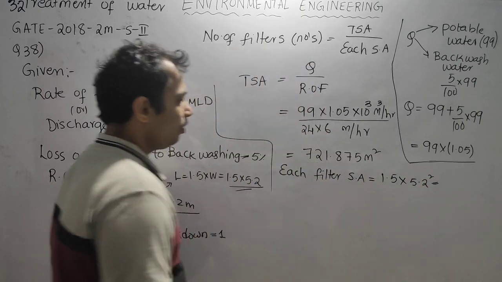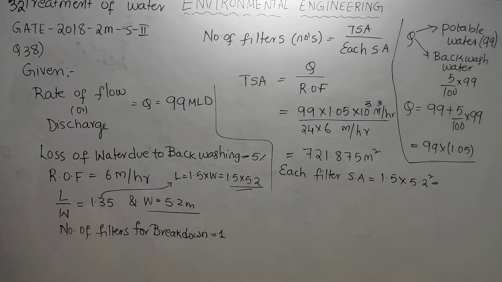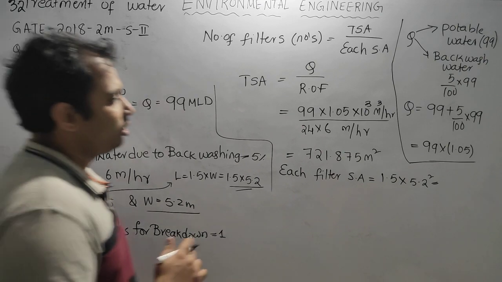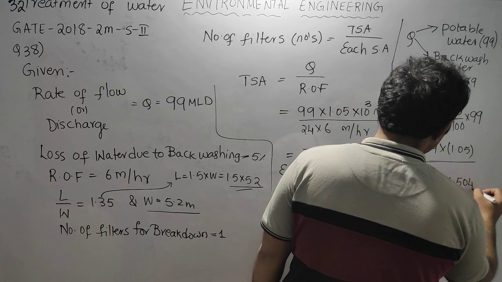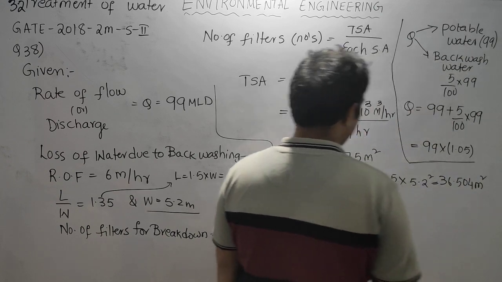We will get each filter's surface area as 7.02 times 5.2, that is 36.504 meter square. So this is each filter's surface area.